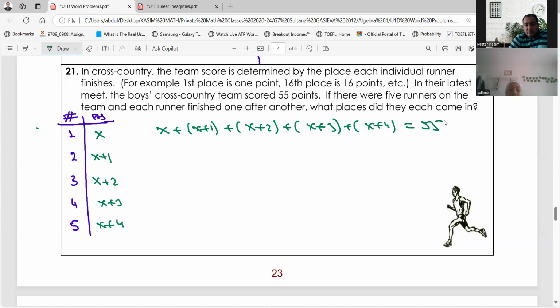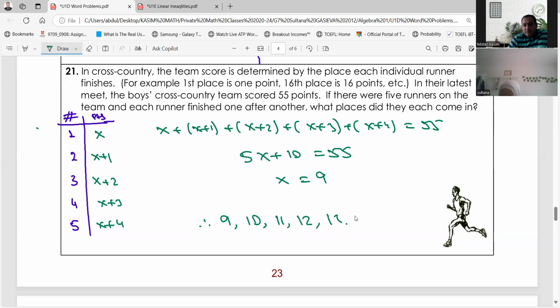Very good. So here we have 5 people. The sum of the extra terms 1 to 4 is 10. That's equal to 55. If you solve this equation for x, we get 9. So what places did they each come in? Ninth, 10th, 11th, 12th, and 13th. Yeah. Good.